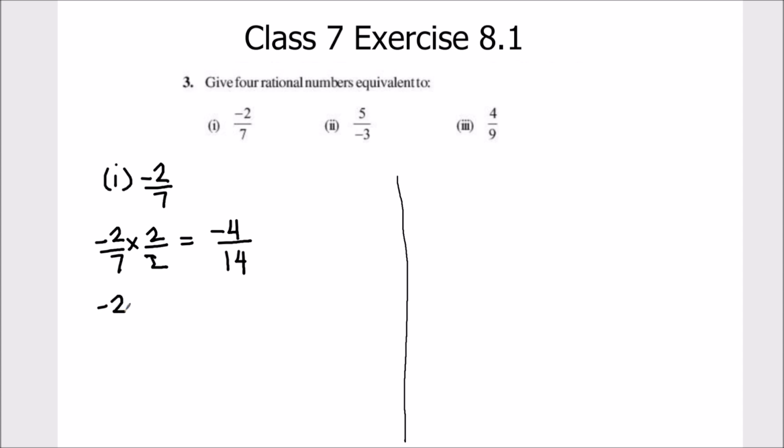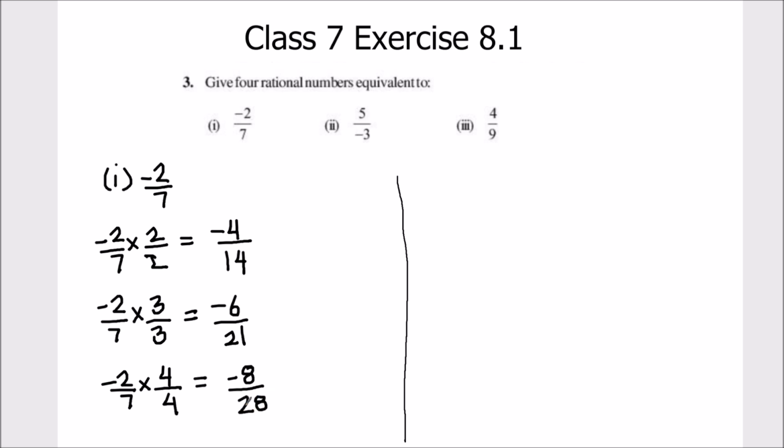To find the next fraction which is equivalent to negative 2 over 7, we are going to multiply and divide it by a different number. So let's take 3 this time. Negative 2 multiplied by 3 is negative 6 and 7 multiplied by 3 is 21. So the next fraction is negative 6 upon 21. And for the next equivalent fraction, we take the number 4 and multiply and divide by 4. So 4 times negative 2 is negative 8 and 4 times 7 is 28. So we already got 3 equivalent fractions.